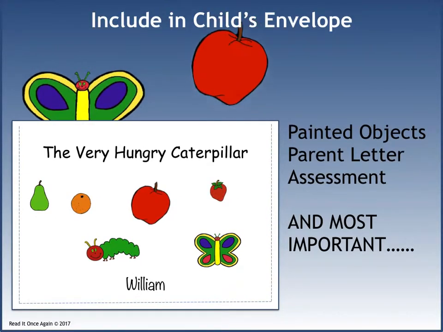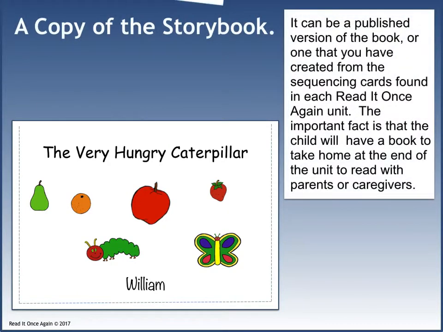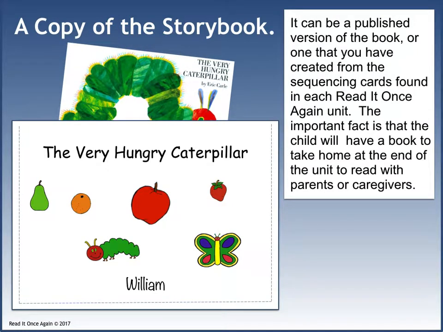Include in the child's envelope painted easel activity objects, a parent letter to conclude the unit, an assessment of goals from each domain, and most important, a copy of the storybook. It can be a published version of the book or one that you have created from the sequencing cards found in each Read It Once Again unit. The important fact is that the child will have the book to take home at the end of the unit to read with parents or caregivers.